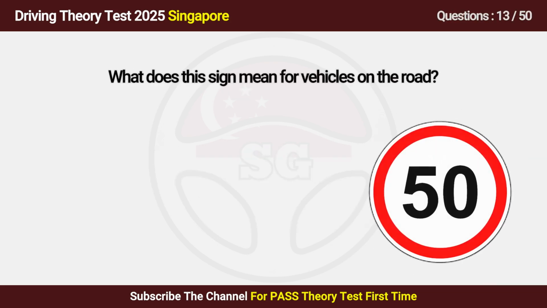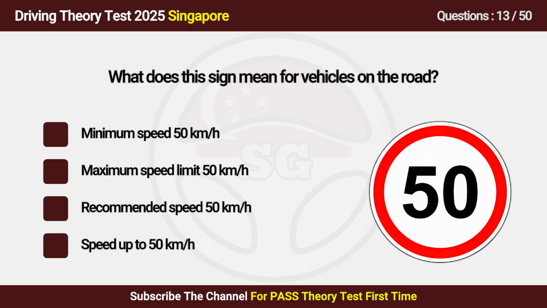Question 13. What does this sign mean for vehicles on the road? A. Minimum speed 50 km per hour. B. Maximum speed limit 50 km per hour. C. Recommended speed 50 km per hour. D. Speed up to 50 km per hour.